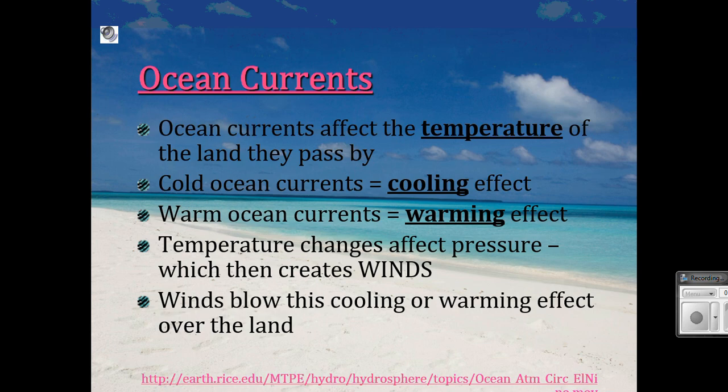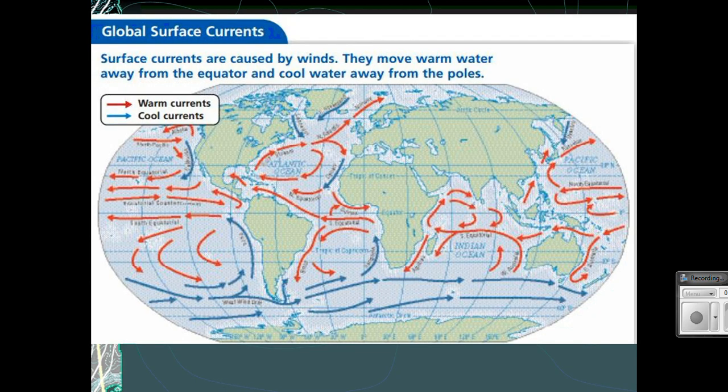If it's a cold current that's going past the land, then when the air touches the water, it's going to be cold, and that's going to blow onto the land, and that's going to make it cold. So whatever the current is, it's going to transfer that temperature pretty much to the land. So when we look at our ocean currents, we have some currents that are warm, some currents that are cold.